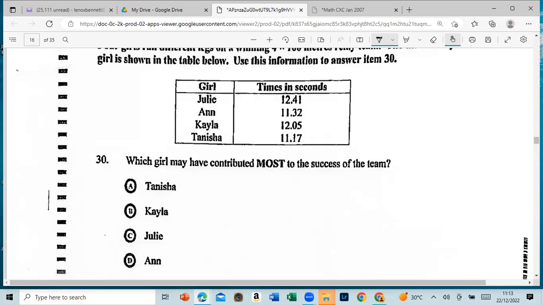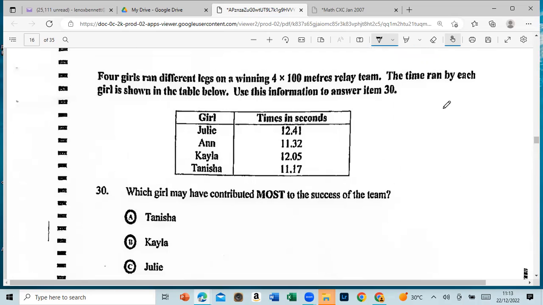So read them very carefully, guys. Don't rush it. You notice Mr. Bennett not rushing you. We're going to work on your speed further on, all right? Four girls ran different legs and are winning the 4x100 meter relay. And we know South Jamaica from them win, we know South Jamaica. We don't have to ask which country. The time run by each girl is shown on the table below. Use the information to answer item 30.